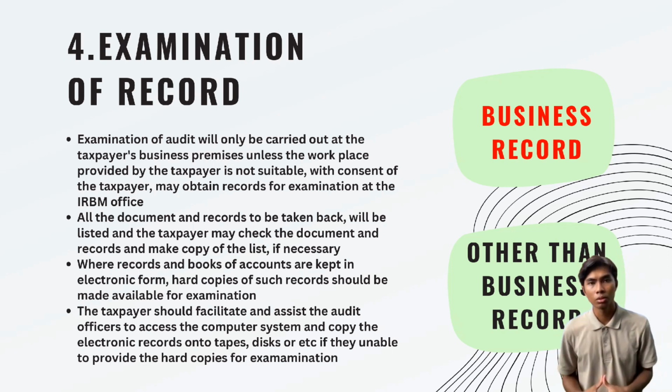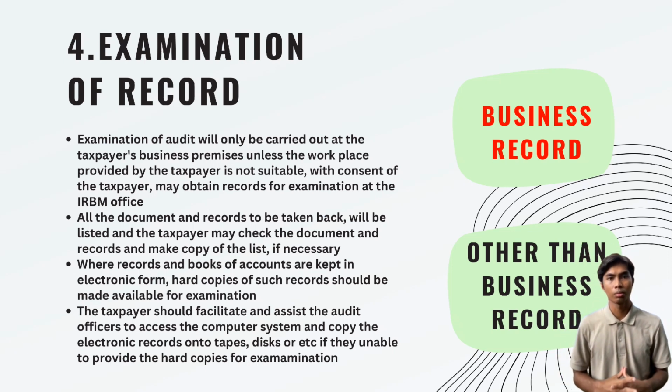Where records and books of account are kept in electronic form, hard copies of such records should be made available for examination. If they are unable to provide the hard copies, the taxpayer should facilitate and assist the audit officer to access the computer system and copy the electronic records onto tapes or discs for examination.